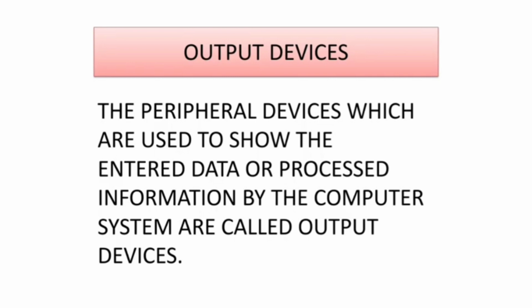Next, we are going to learn about the other device, that is output devices. The peripheral devices which are used to show the entered data or processed information by the computer system are called output devices. Output devices are also peripheral devices which help us to see the output of the data which we have given as input to the computer.